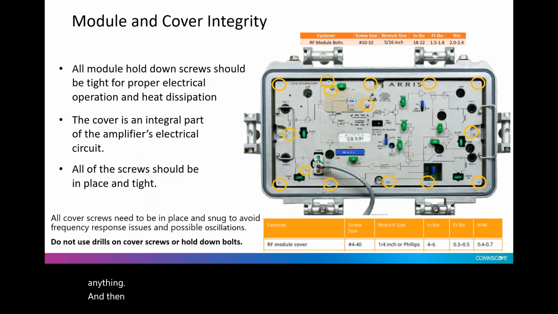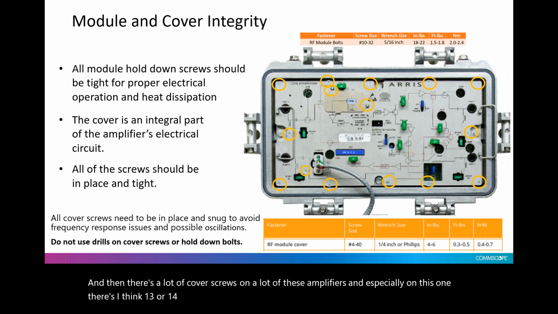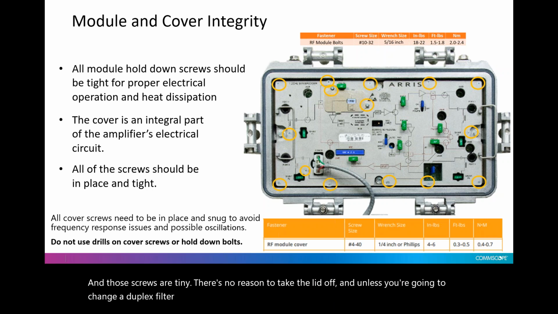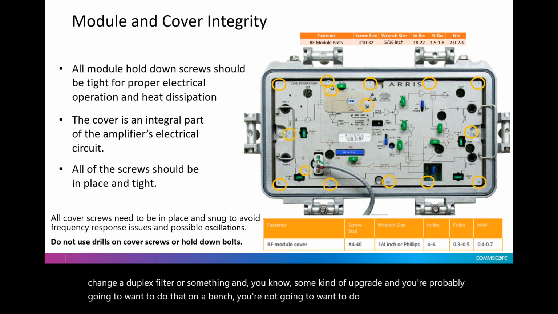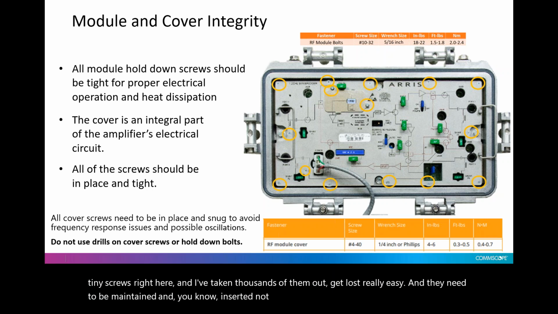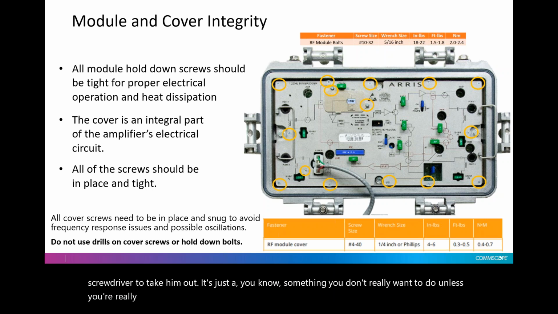And then there's a lot of cover screws on a lot of these amplifiers, and especially on this one, there's I think 13 or 14 screws on this one. And those screws are tiny. There's no reason to take the lid off unless you're going to change a diplex filter or some kind of upgrade, and you're probably going to want to do that on a bench. You're not going to want to do that in the field. These little tiny screws right here, and I've taken thousands of them out, get lost real easy. And they need to be maintained and inserted, not stripped. You got to get a #1 screwdriver to take them out. It's just something you don't really want to do unless you're in a controlled environment.